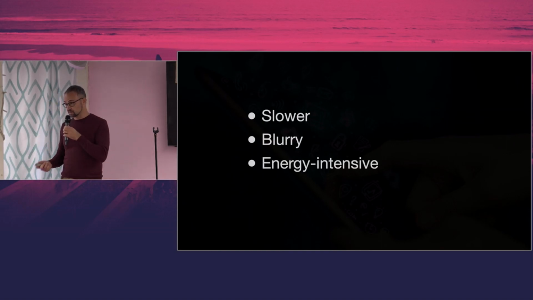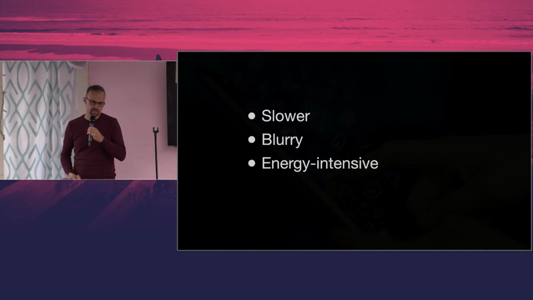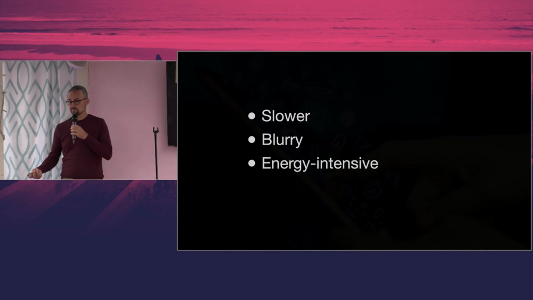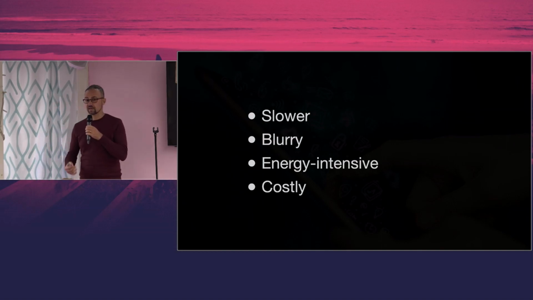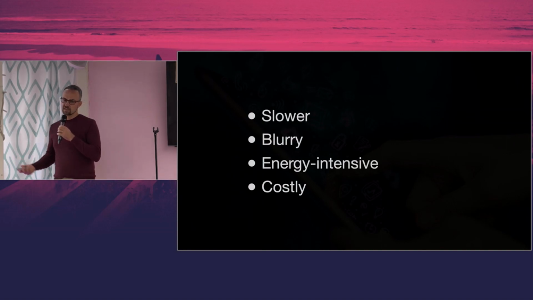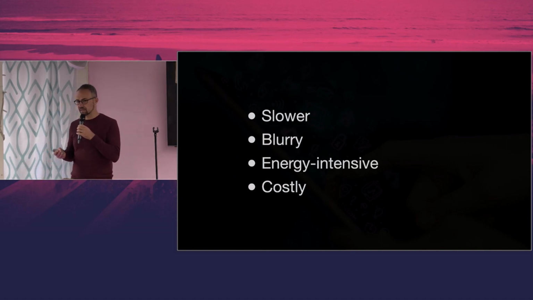And it's also energy intensive. The CPU needs to do some work and consume more energy, which also has an impact on the batteries of your users if they are on the phone, and on the environment. Carbon footprint will be higher. And they are also more costly, because if you use a CDN to deliver your images, you pay per gigabyte, and so if the images are bigger and heavier, you pay more for them.